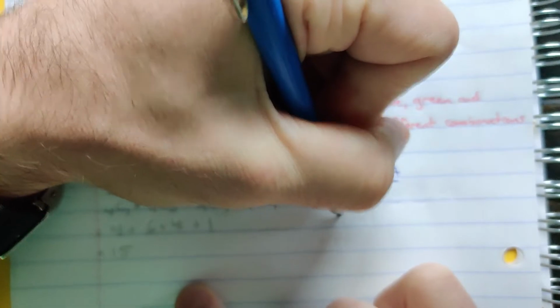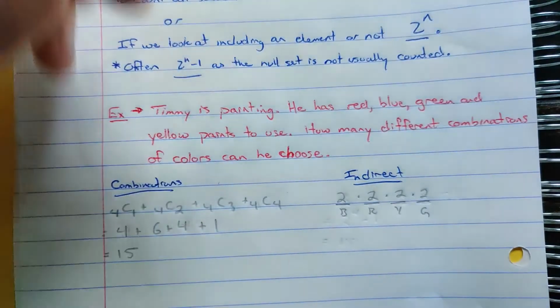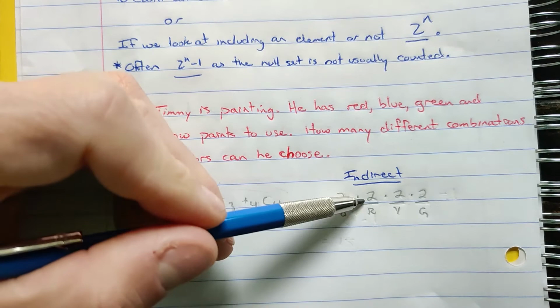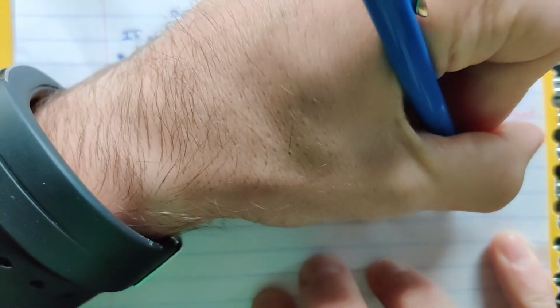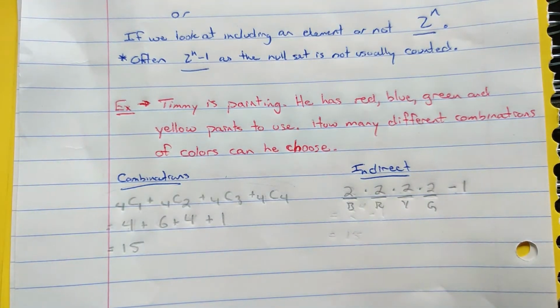So if this is blue, this is red, yellow, and green, we could choose to use either one. So there's 2 options for each color. Use blue or not use blue. Use red or not use red. Use yellow or not use yellow. Use green or not use green. And then again, we don't want to use the set where we choose nothing, the null set.